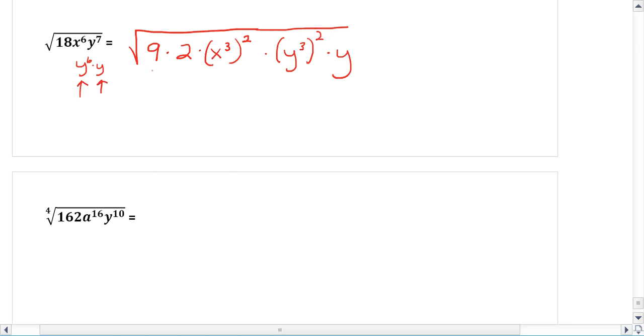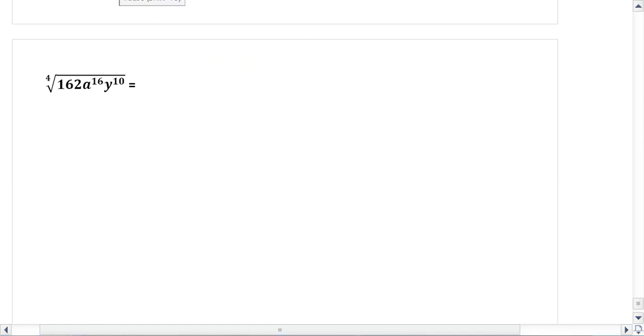So now I'm going to underline the perfect squares, so we'll see what's coming out and what needs to stay under the radical. Square root of 9 is 3. The 2 will stay. Square root here is x to the third. Square root here is y to the third. And then what stays under the radical is a 2y. And now it's simplified.